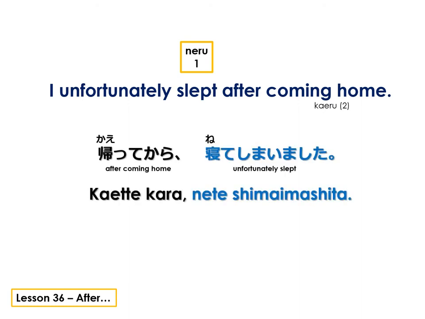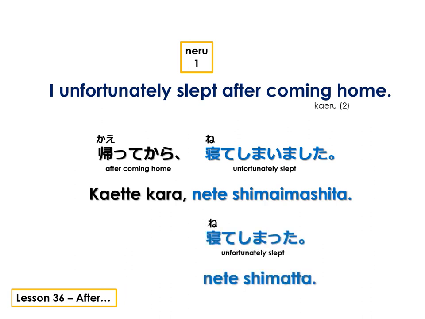The sentence: I unfortunately slept after coming home. To sleep is neru, a category 1 root-dropping verb, and to come home is kaeru. I'll be putting the Japanese translation underneath the English words in my examples to facilitate your translation. Then we learned how to express after in lesson 36, the te kara conjugation. So in Japanese, we say, kaette kara nete shimaimashita. And in plain form, kaette kara nete shimatta.